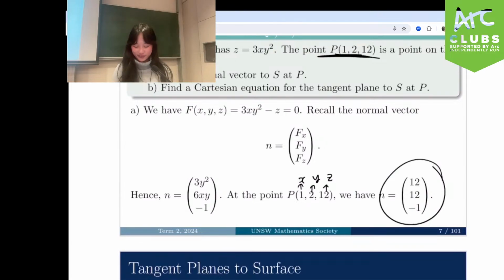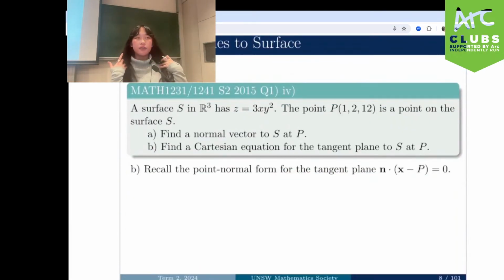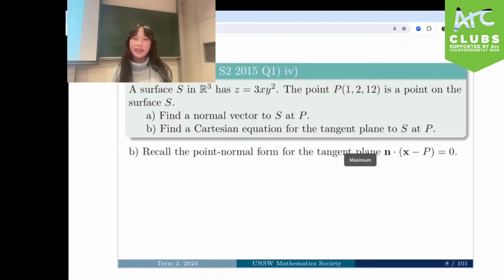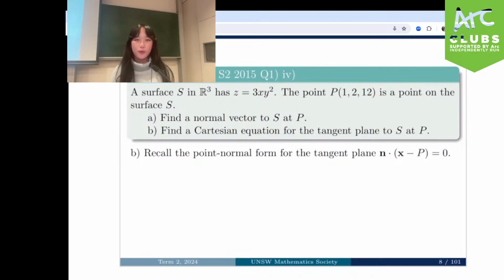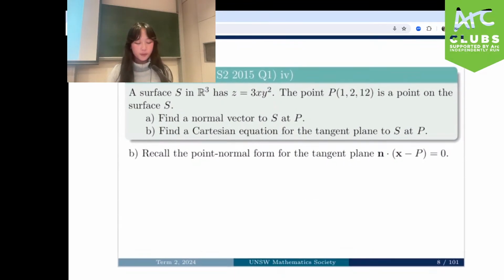Okay, I'll move on. So, part B asks us to find the tangent plane at the point. So, essentially what we need here is, by the formula, we need two things to determine any plane uniquely. We need a normal to that plane, and we need a point on that plane. We obviously already have a point on that plane. That is our lovely P.